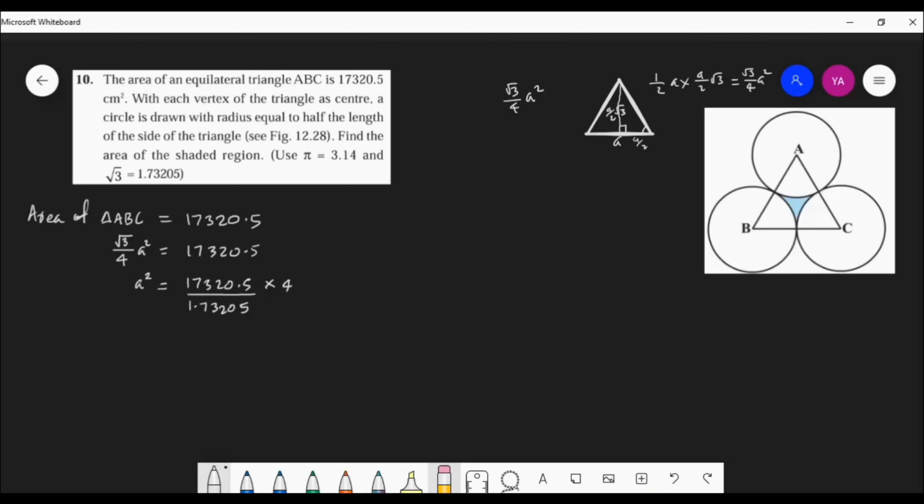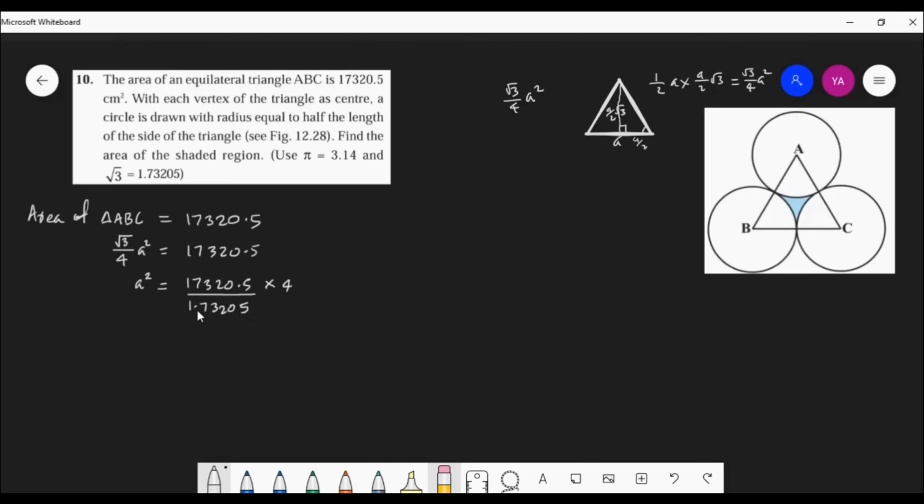We can cancel these numbers, right? That is why it is said to use root 3 is equal to 1.73205 inside the bracket in the question. So how can we adjust the decimal point here? We want to get the same number in the denominator and numerator. In the numerator, the decimal point comes between 0 and 5. So in the denominator also, we want to make the decimal point between 0 and 5.